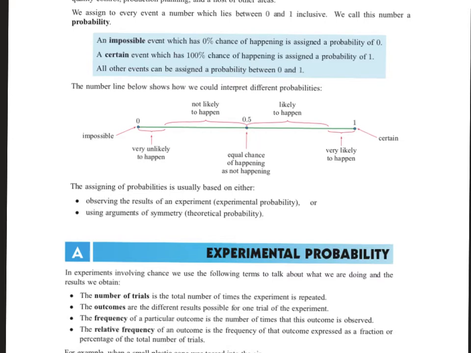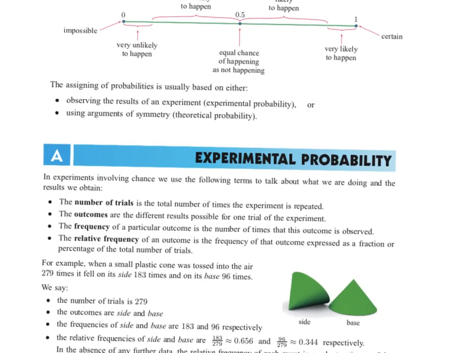The outcomes are the different results possible for one trial of the experiment. The frequency of a particular outcome is the number of times that this outcome has occurred. And the relative frequency of an outcome is the frequency of that outcome expressed as a fraction or as a percent of the total number of trials. So that should seem familiar to you. One, because we talked about frequency in statistics, but also relative frequency should sound like how we calculate probability.